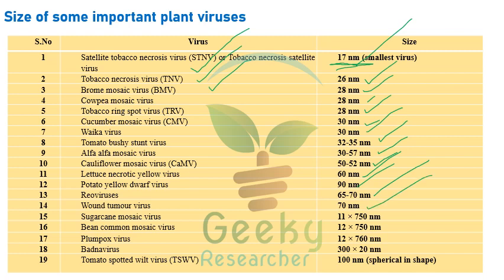It's also very important. The sugarcane mosaic virus is 11 into 750 nanometer, bean common mosaic virus 12 into 750, plum pox virus 12 into 760, Badna virus 300 into 20 nanometer, and tomato spotted wilt virus 100 nanometer, and it is not straight, it is spherical in shape.